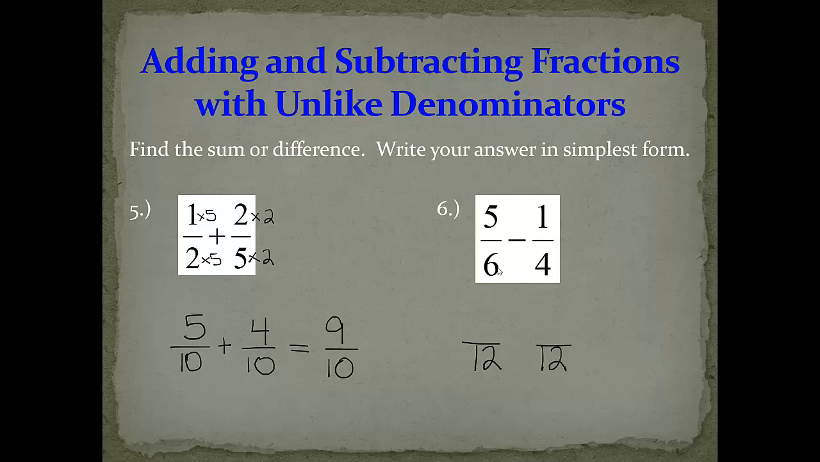So now we'll convert the first fraction so it has a denominator of 12. If we're starting with 6, we would multiply by 2 to get 12. Since we multiply by 2 for the denominator, we also multiply by 2 for the numerator. And 5 times 2 is 10. So 5/6 is 10/12.